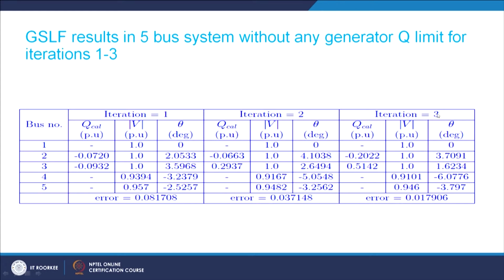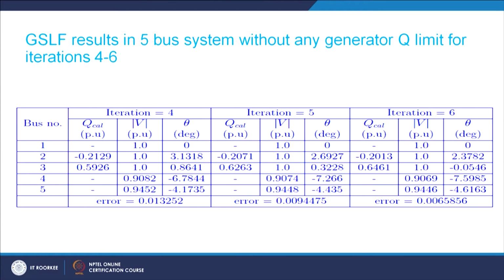So, we go on to iteration 3, again we calculate Qcal, it is still minus 0.2 and plus 0.5, and again these two values are well within their limits. So, their voltage magnitudes are maintained and the angles are calculated, and for load buses voltage magnitudes and angles are calculated. The error has reduced, but still not enough.